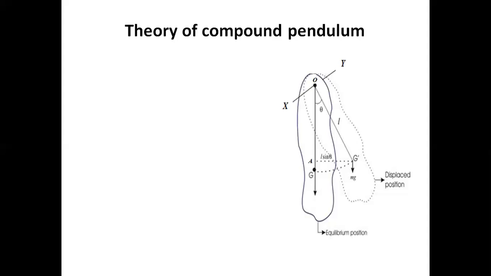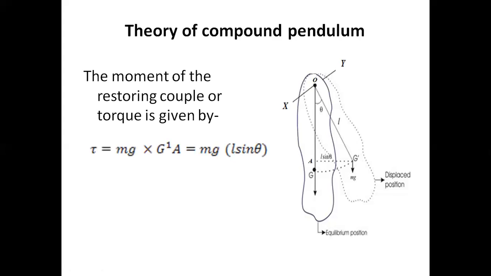Now let the body, that is the compound pendulum, be displaced through a very small angle theta. Then a restoring couple within the body acts on it and brings it back to the equilibrium position. But due to inertia, the pendulum starts oscillating about the mean position. The moment of the restoring couple or torque is given by torque tau is equal to force into perpendicular distance. When the body is displaced through a very small angle theta, the new position of G is G dash.